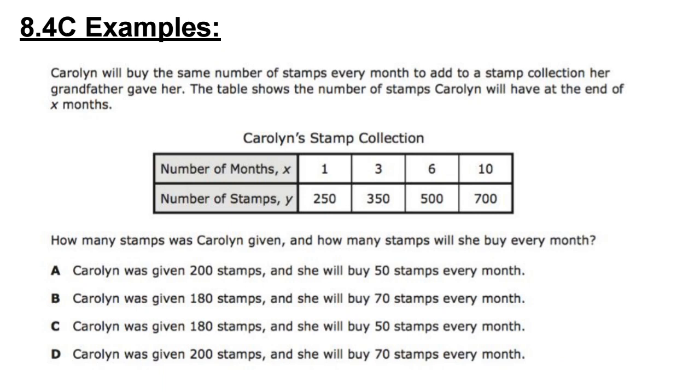Okay, now we have another one. Carolyn's going to buy the same number of stamps every month to add to her stamp collection that her grandfather gave her. The table shows the number of stamps Carolyn will have at the end of X months. How many stamps was Carolyn given, and how many stamps will she buy each month? Well, we have a table. It's written horizontally, but we still have one. We have our X and our Y. So I'm going to use stat edit.